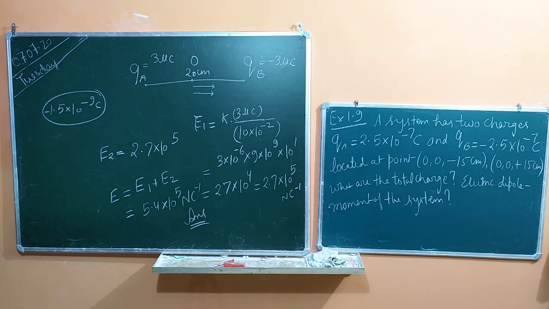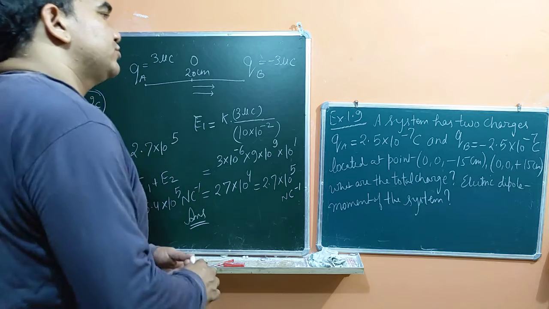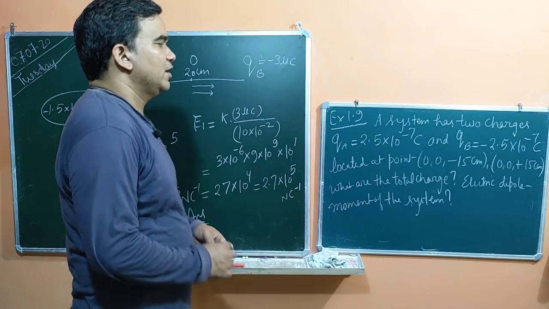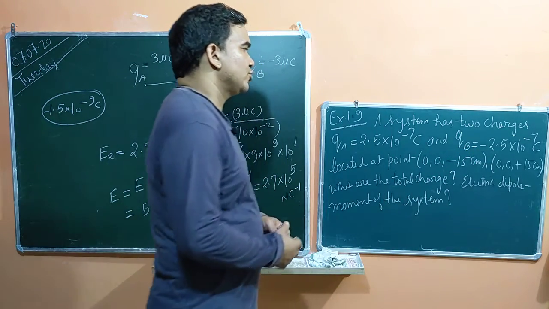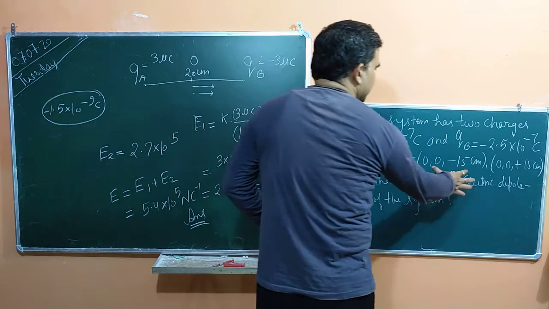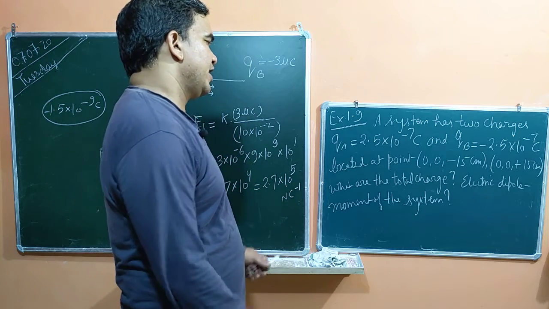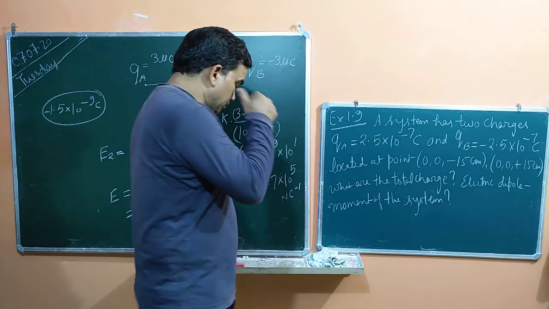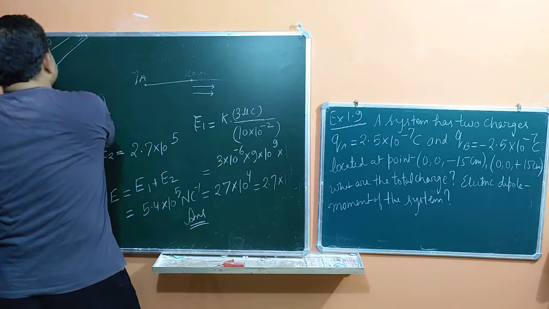So now we have a problem statement, exercise 1.9. A system has two charges, QA = 2.5 × 10^-7 coulomb and QB = -2.5 × 10^-7 coulomb, located at these coordinates. What are the total charge and the electric dipole moment of the system? So let's try to solve this problem step by step.